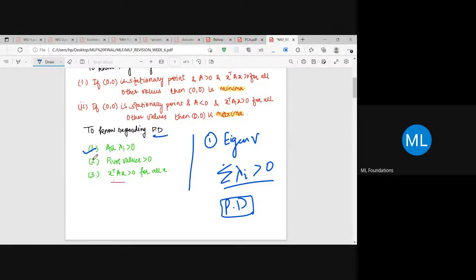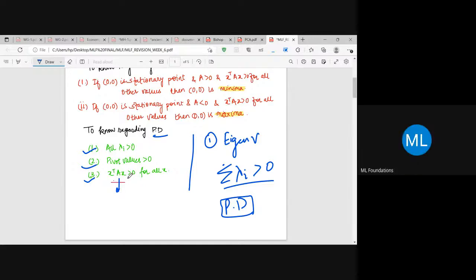The second way is the pivot values you are getting. You know pivot values, right? Yes, sir. If all the pivot values are greater than 0, then the matrix is positive definite. And the third one is the energy that is consumed in that matrix: for A the matrix, for all x, it is greater than 0.